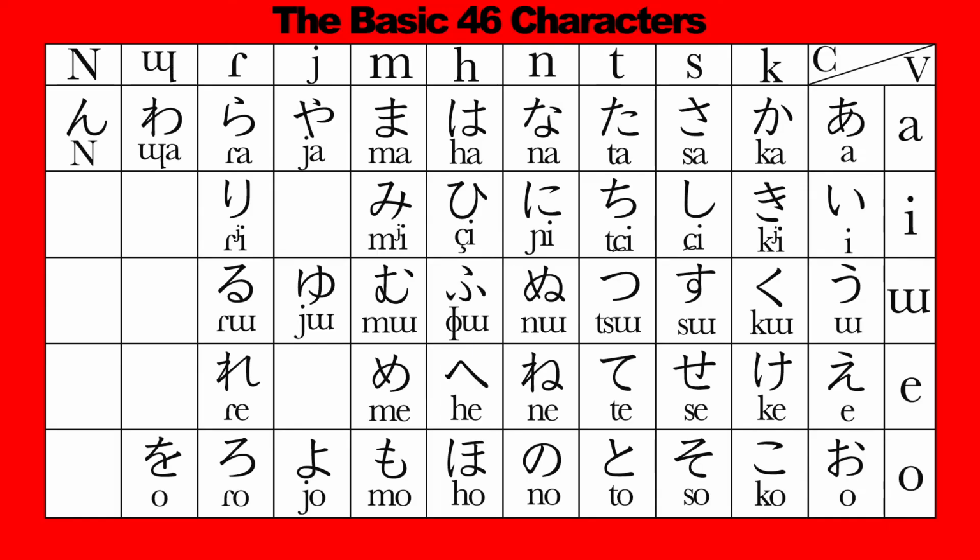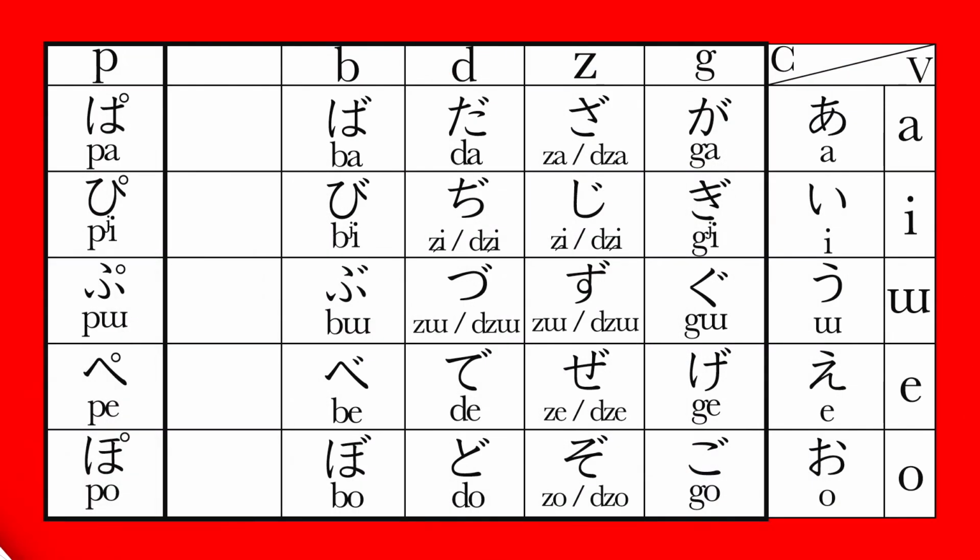Still, something's missing. Yes, sir. What's missing is the P sound. To represent the P sound, we add Handakuten, which is a small circle to these 5 characters. Then we get pa, pi, pu, pe, po.